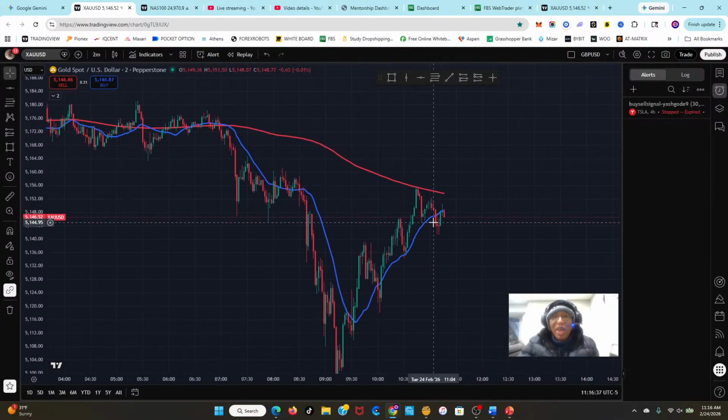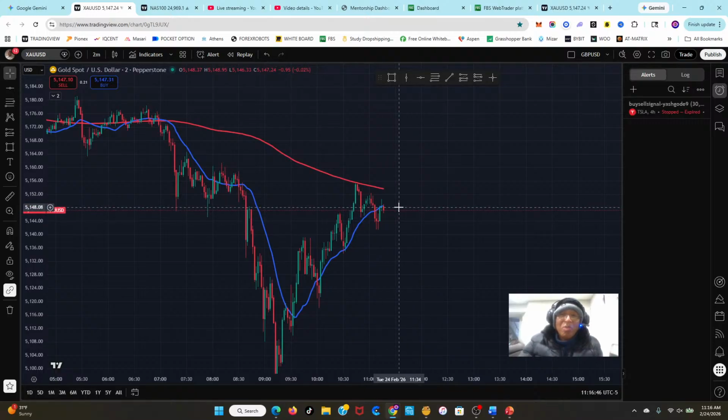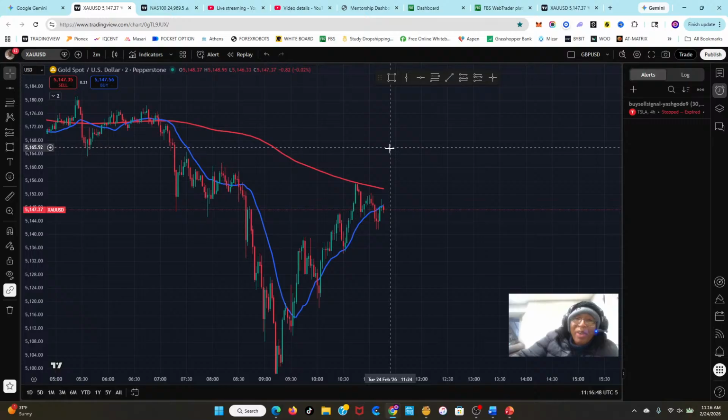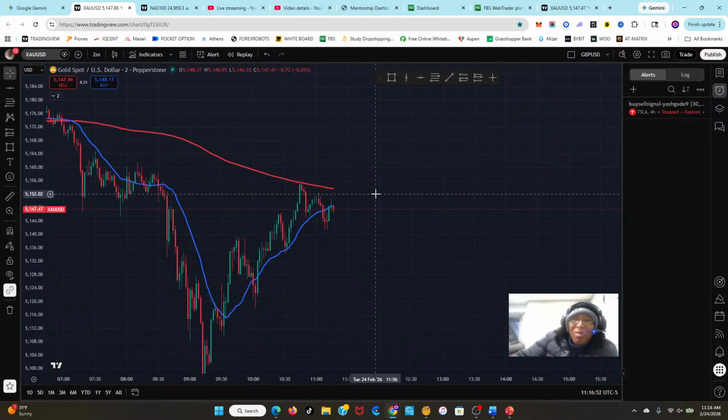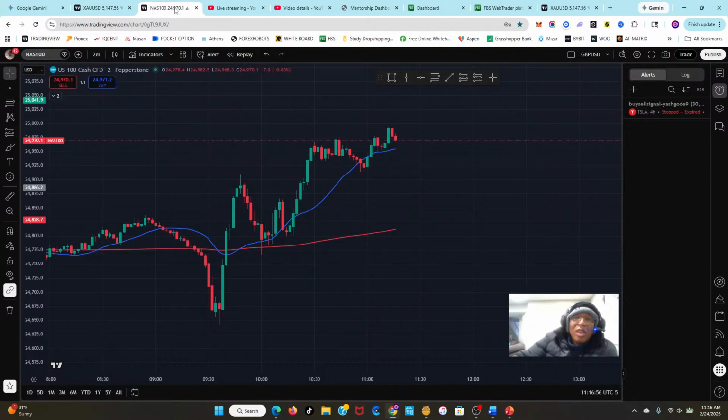Could be now we are up. So here you can see it's going down now. Okay, it has printed a candle going down. However, it's not one of those power bars that you can write home about. It's not a power bar. Okay, it is not a power bar.